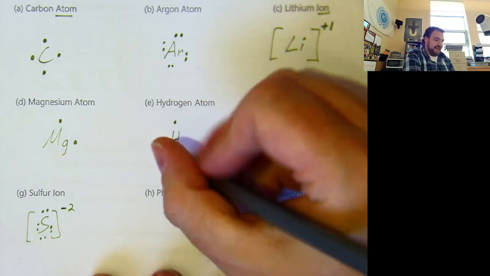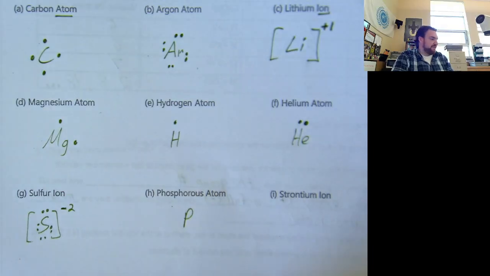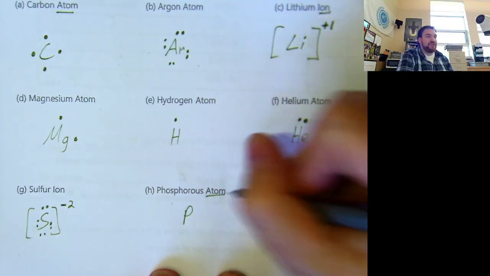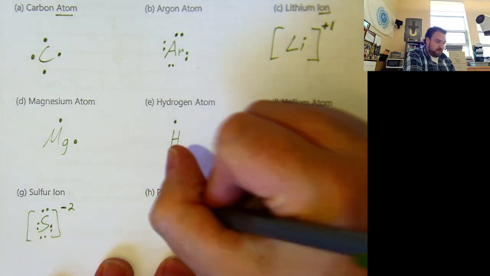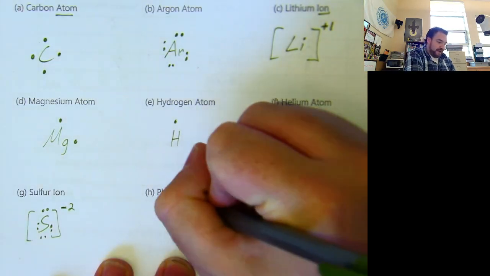The phosphorus atom is P for phosphorus. It's an atom, so we don't care about the charge. We don't care about the square brackets. It is in column 15 or group 15. 1, 2, 3, 4, 5.